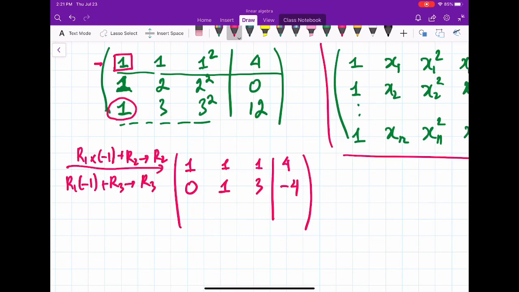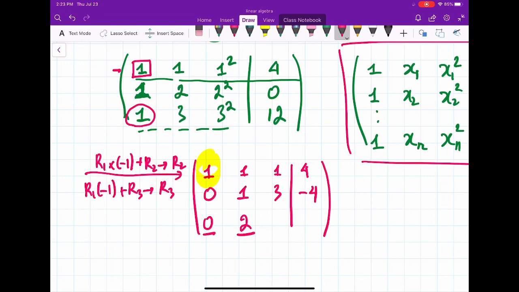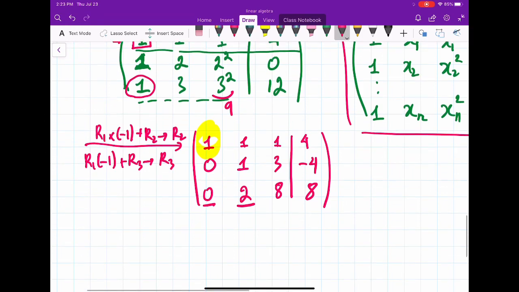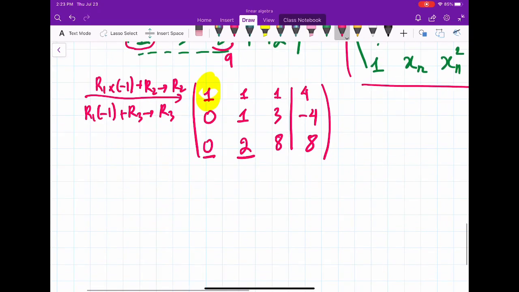Okay, I got 0 here. I got 2 here. Here we should have, I guess, 8, right? Because 3 squared is 9, and 9 minus 1 is 8. Here we will have 8. Okay, now we finish with this one.